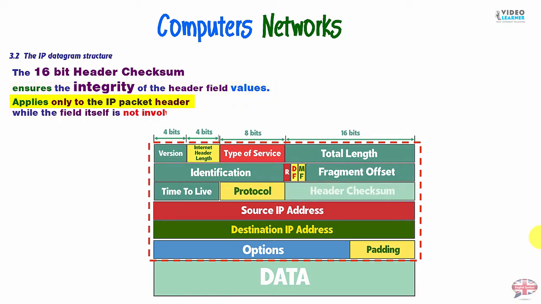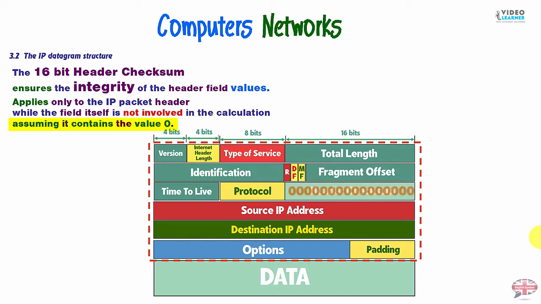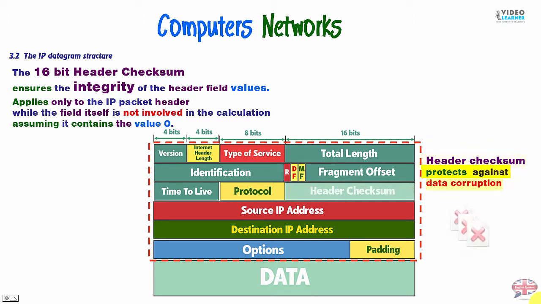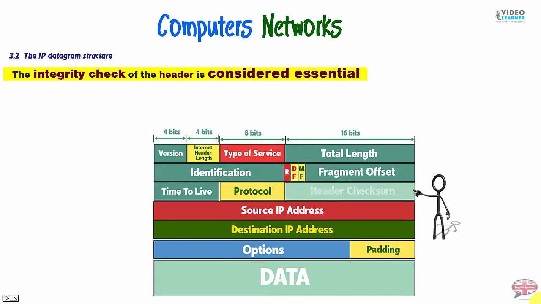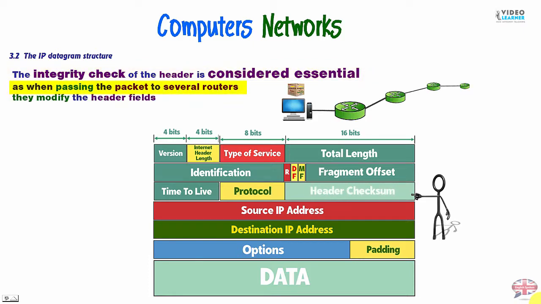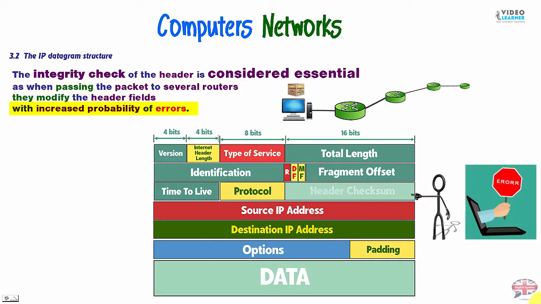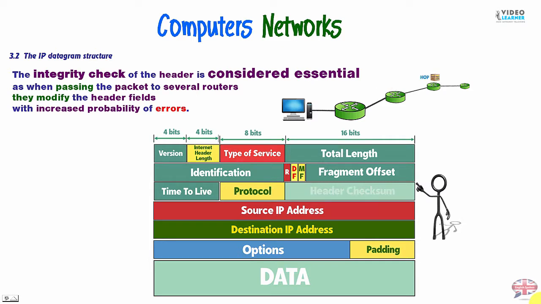the IP packet header, only in the header, while the field itself is not involved in the calculation, assuming it contains the value 0. So we need to have a value 0 here in header checksum, because header checksum protects against data corruption, and it should be 0 if there is no corruption. Now, the integrity check of the header is considered essential, as when passing the packet through several routers, they modify the header fields, which increases the probability of errors. This is why we talk about corruption.